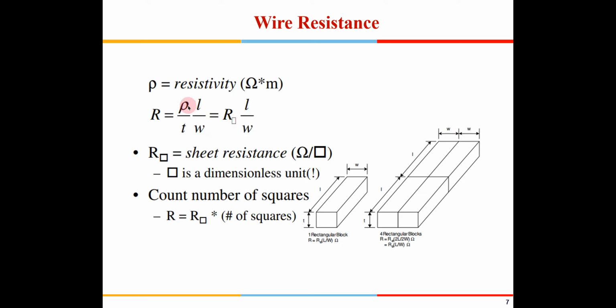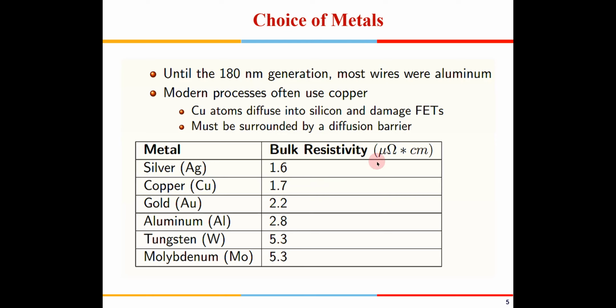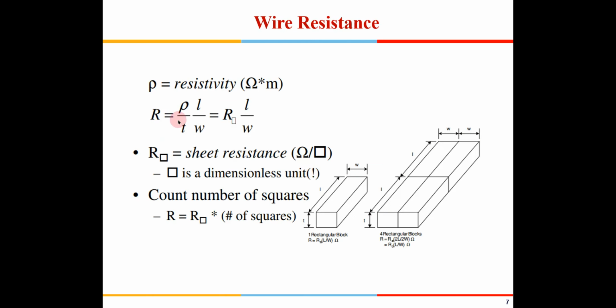L, T and W are the same irrespective of what metal you are using. Rho defines the properties of the metal. So the value of rho will be different for different metals. That is what we saw here, right? Rho will be different for various metals. A good conductor will have a very low rho value, and a bad conductor will have a high value of rho.